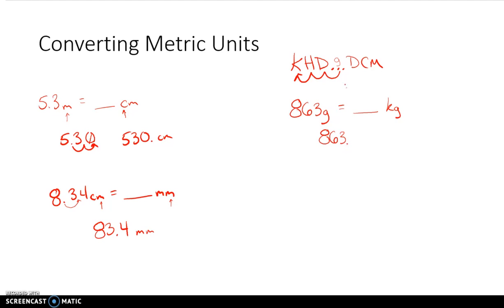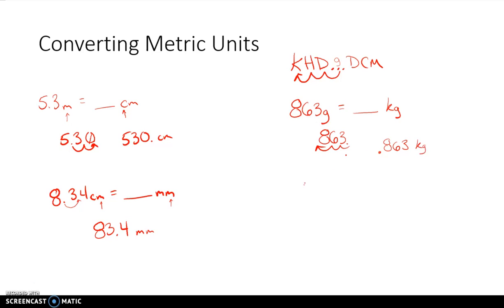I'm going to hop the same way I did up here, once, twice, 3 times to the left. So I'm going to move this decimal once, twice, 3 times to the left, just like I did up here. So now my decimal ends up from after the 3, I move it between the 3 and the 6, between the 6 and the 8, and then before the 8. So my answer is going to end up being 0.863 kilograms, just like that.